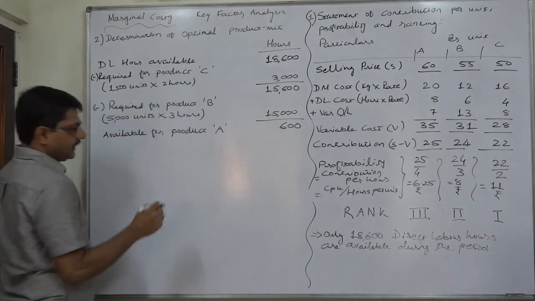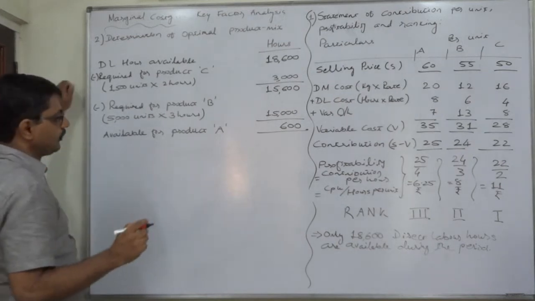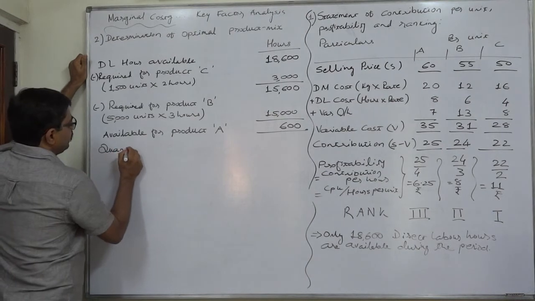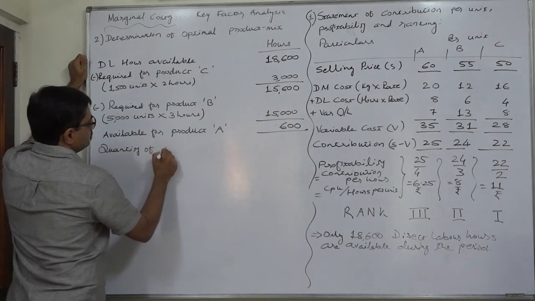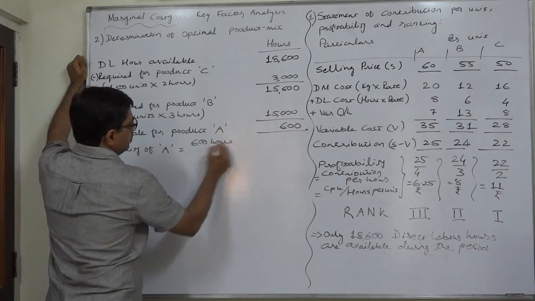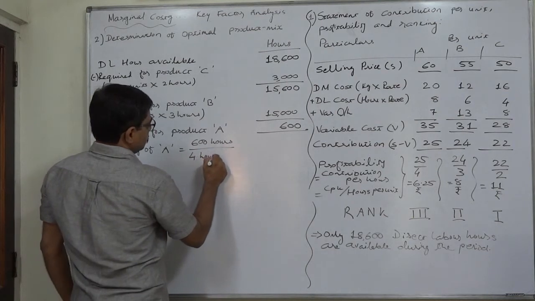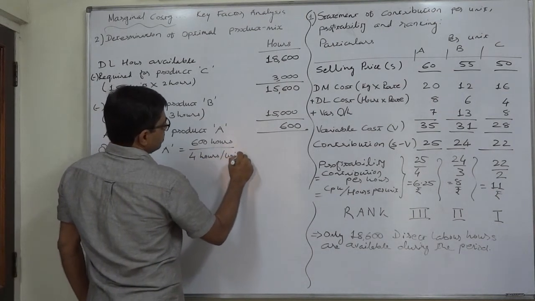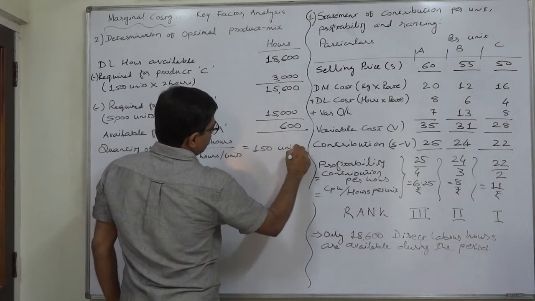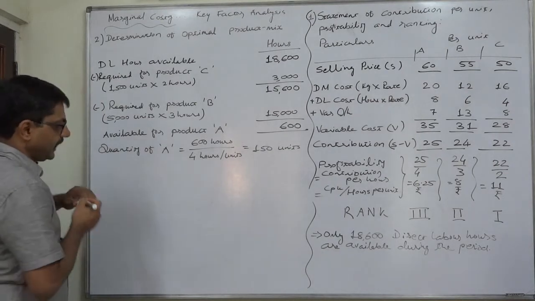Available for product A. Now the reverse calculation will give us the possible number of units of A. That is 600 hours divided by 4 hours per unit. That will give us the answer in terms of units, and that is 150 units. That means we can produce and sell only 150 units of A.